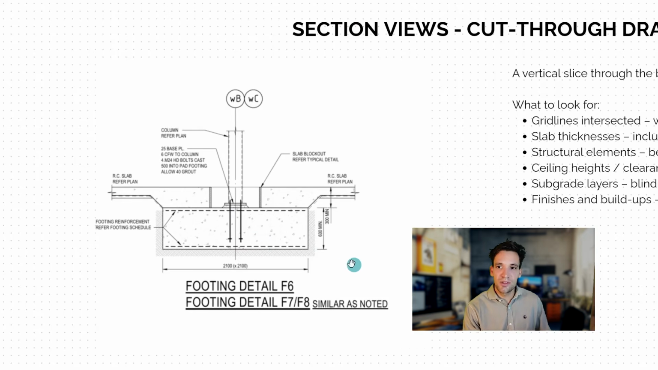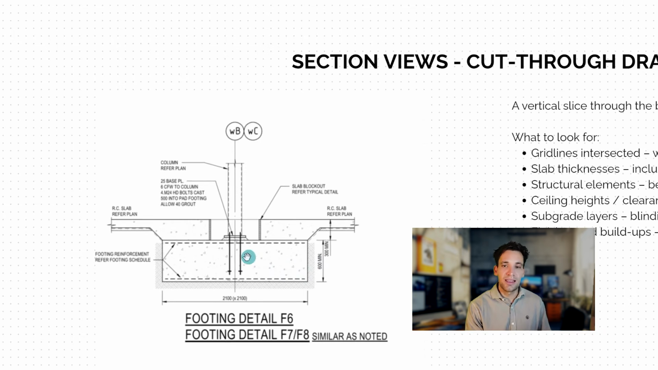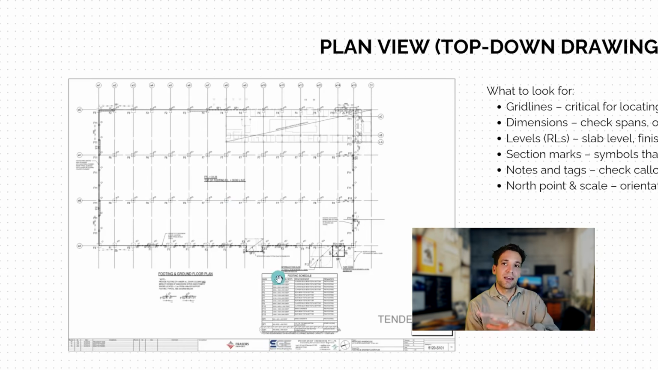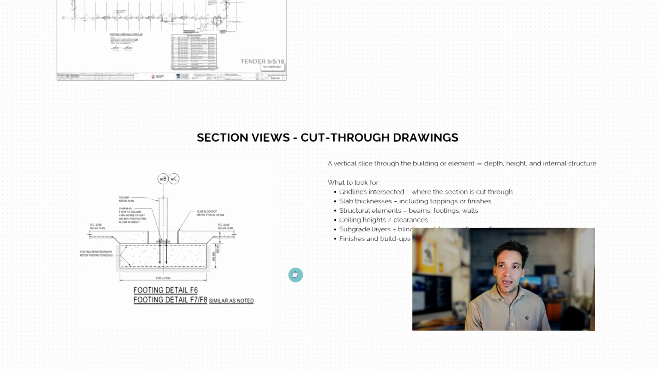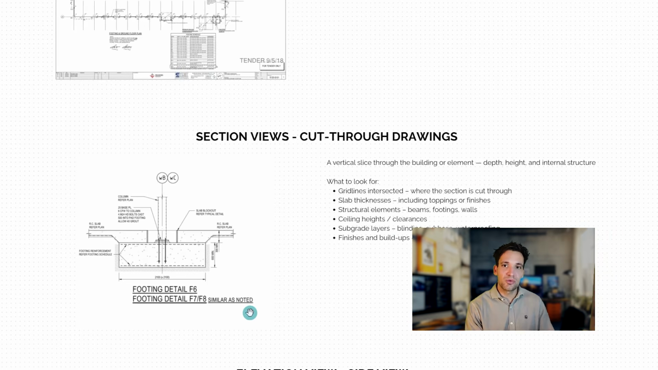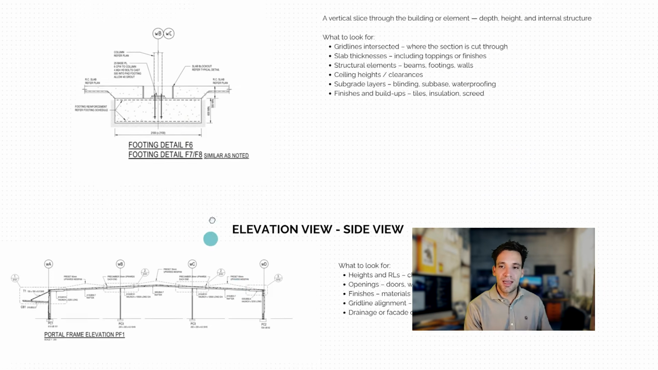So this is the exact detail that it's a 600 deep footing that's 2100 by 2100, and that it has anchor bolts cast into it and 2 layers of mesh. We obviously can't get that from this drawing. The section views are the cut throughs where we get the actual detail from them. And again, you can see these grid lines coming up again to give us an orientation of where it is.